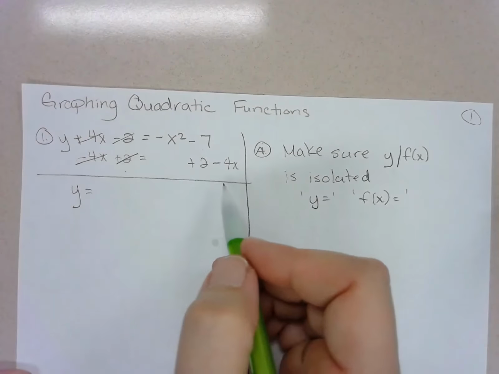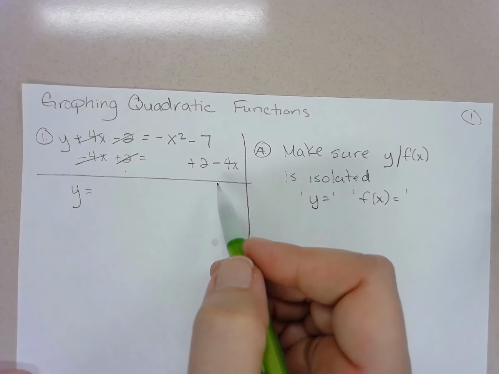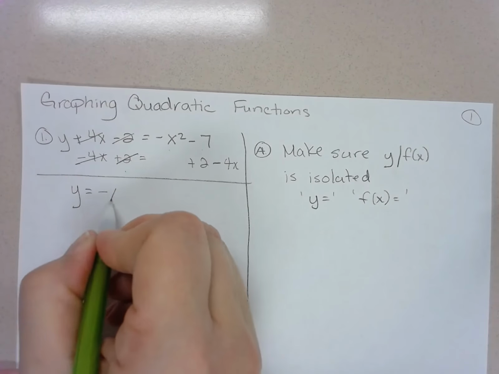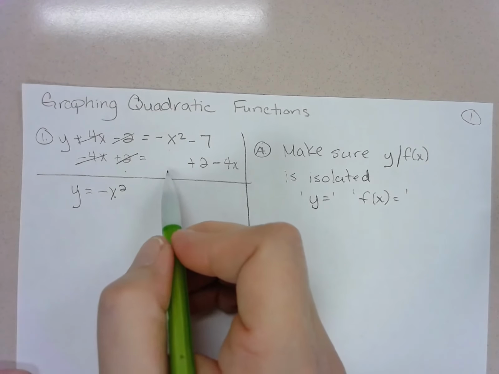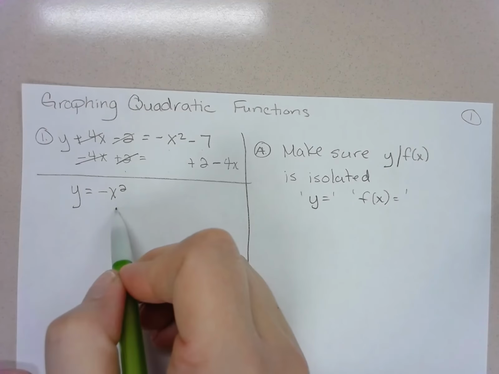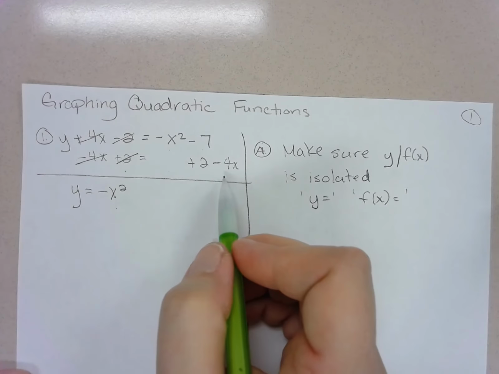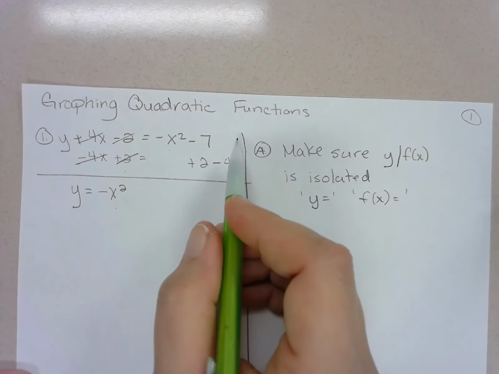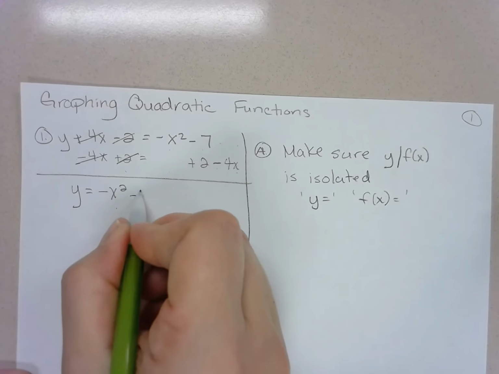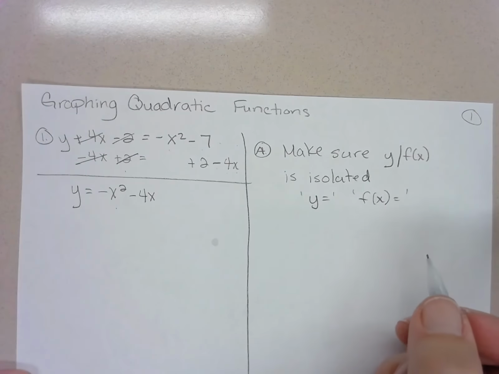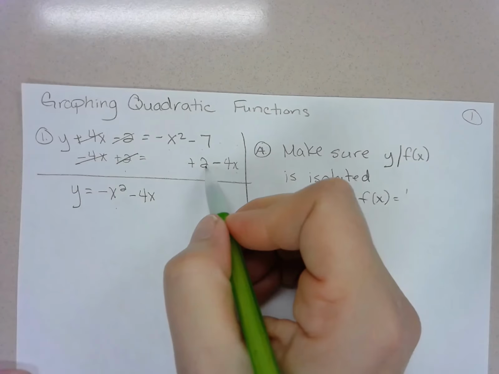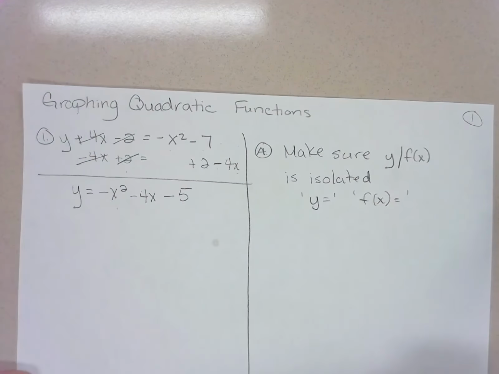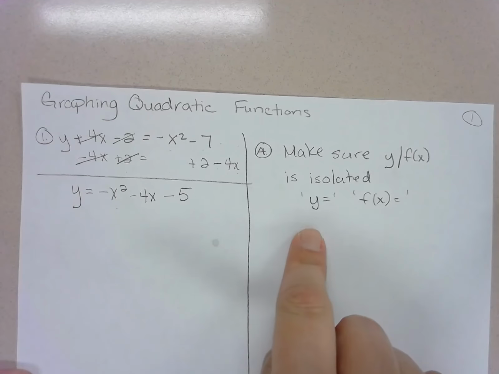And then I want to write these in the same order that they would be in a quadratic function. So a quadratic function would start with the x squared. There's nothing to combine with negative x squared, so I bring it down. The next thing would be my b term, which is my x term. I have a negative 4x. There's nothing to combine with it, so I'm going to bring it down into my final answer. And then I have negative 7 plus 2, which when I combine those makes negative 5. So we've isolated our y.